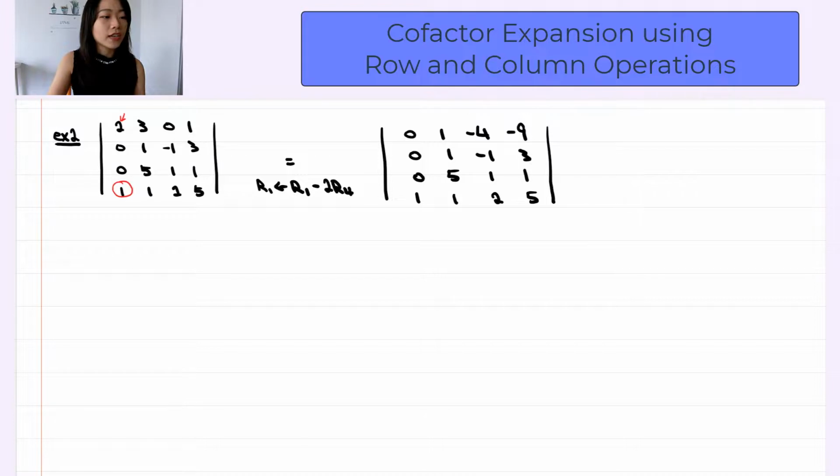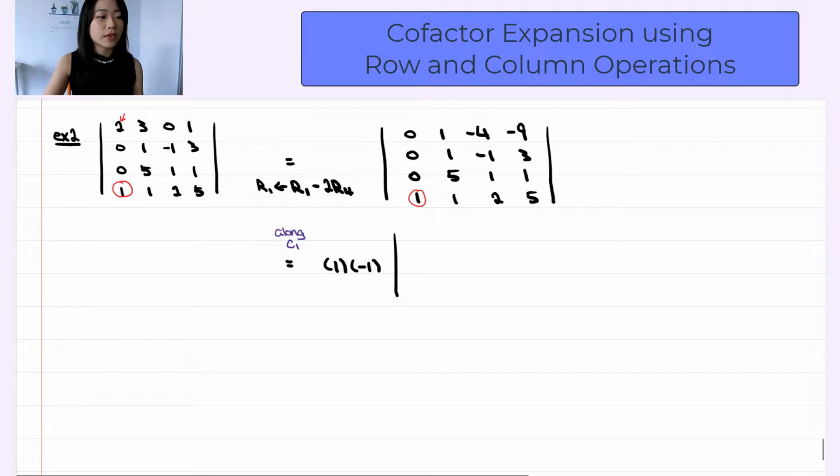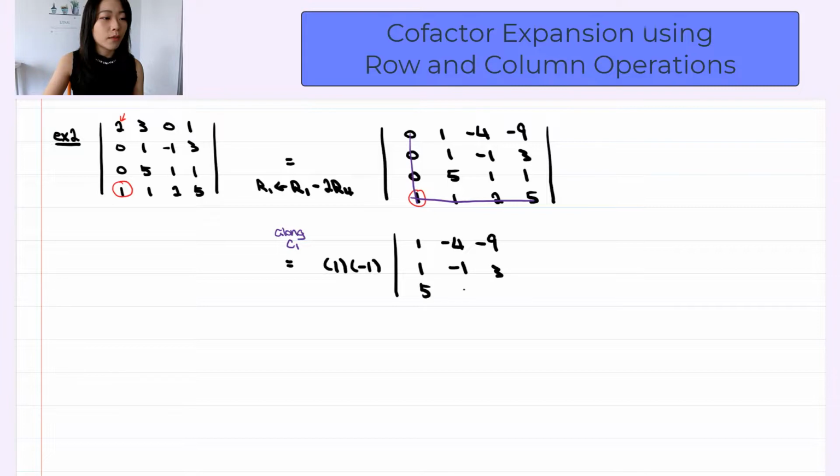Now I can do the cofactor expansion along the first column. The only non-zero entry is the 1 here. So 1 times its cofactor. The entry is in the 4th row and first column. The sum of 4 and 1 is odd, so I will have a negative sign. Then times the determinant of the minor matrix after we delete the 4th row and the first column. So we are left with 1, negative 4, negative 9, 1, negative 1, 3, and 5, 1, and 1.